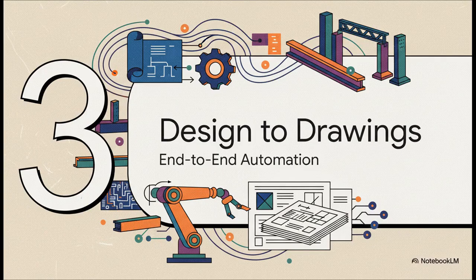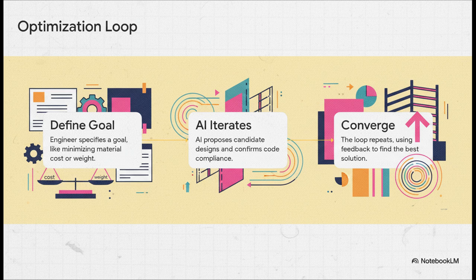And that brings us perfectly to Section 3, from optimized design to drawings. This is where we get to see the entire system fire on all cylinders to achieve that true end-to-end automation. You see, a system like this doesn't just find a design that works. No, it hunts for the optimal one. The whole process kicks off with the engineer defining a goal, maybe something like minimizing construction costs or material weight. The AI then just starts iterating, proposing designs, checking them against the code, refining its approach over and over until it finally converges on the best possible solution for that goal.